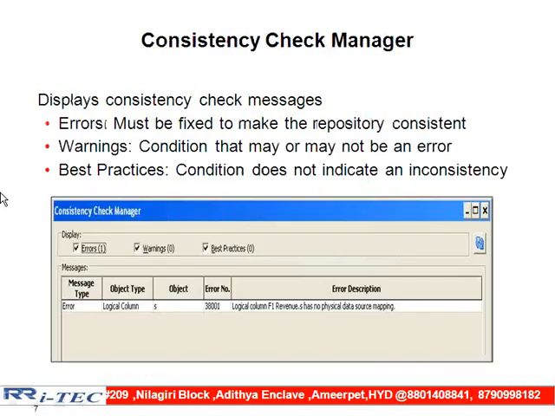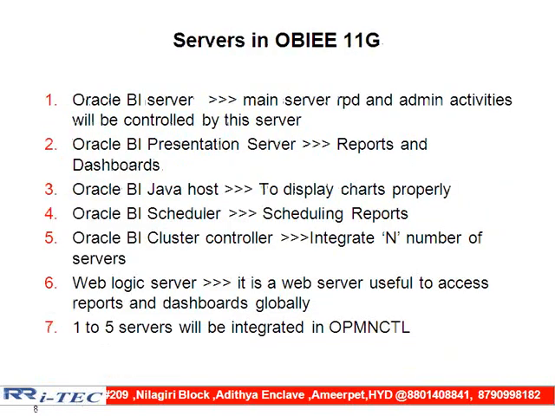We understand this consistency check. Now I need to understand servers in OBIEE 11G. Till this point, we didn't talk about servers. These are the servers in OBIEE 11G. The first server is called Oracle BI Server. Oracle BI Server is the main server. I can say 70% of the work is done by this server alone, and the remaining 30% by all the other servers. It is the heart of our OBIEE. The major work is done by this server.